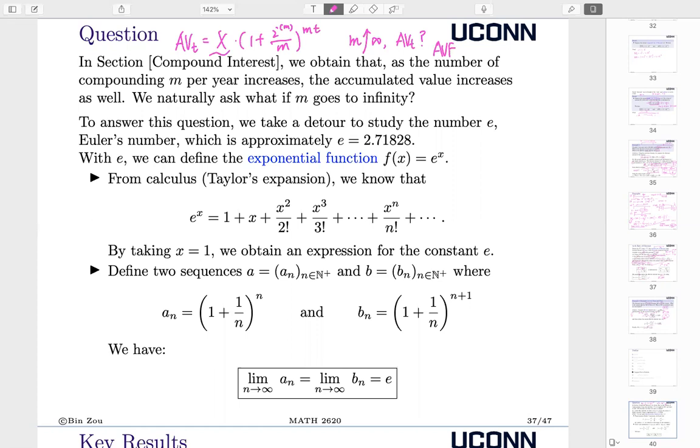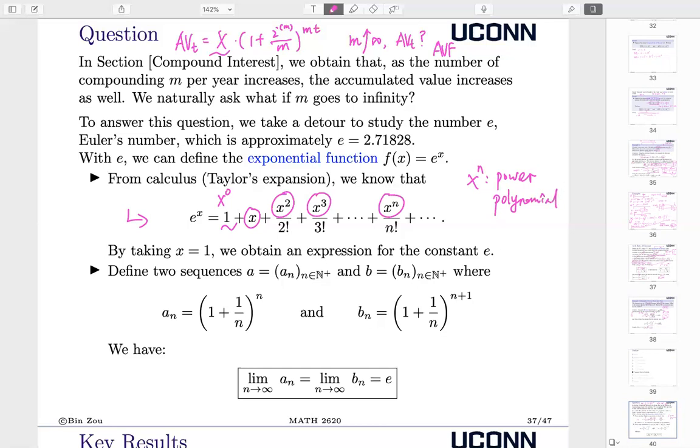From the calculus course, we studied something called Taylor expansion, okay? Taylor expansion is a technique to expand any function in the form of power functions. As you can see here, all the terms are in power form. You can think of 1 as x to the power of 0. This is how you can express an exponential function using a standard polynomial, or standard power function.